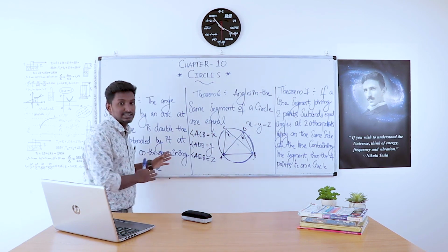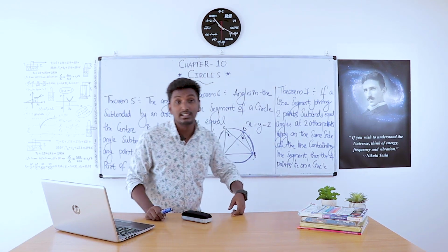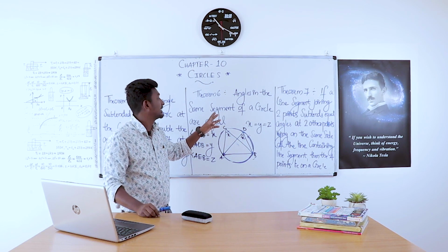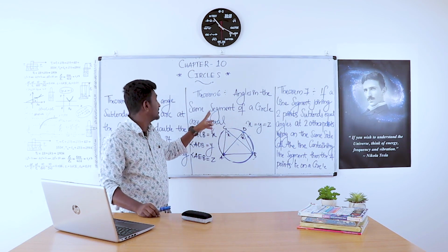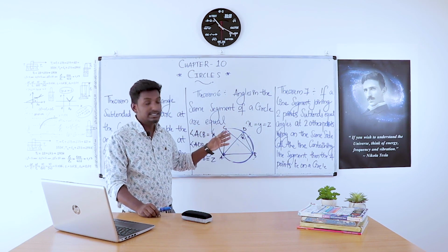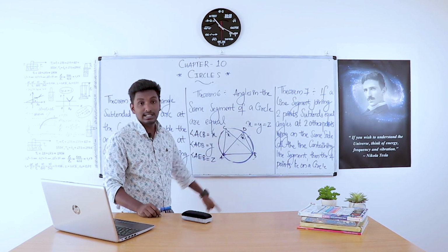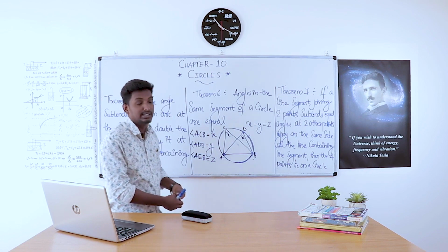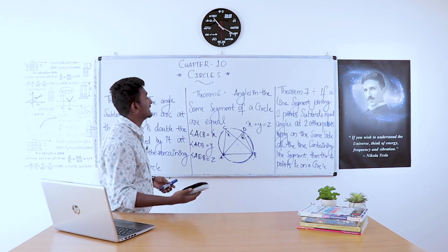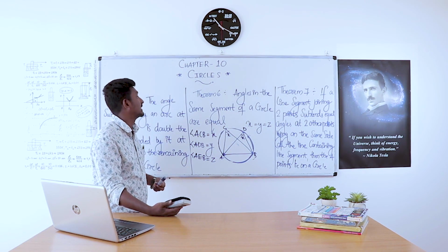So theorem 5 says that the angle formed by a chord at the center is double the angle formed at any other point on the circle. The sixth theorem is angles in the same segment of a circle are equal. And the seventh one is when we consider a line segment joining 2 points, and if these 2 points subtend equal angles at 2 other points lying on the same side, then these 4 points lie on a circle. These are theorems 5, 6 and 7 related to segments and angles.